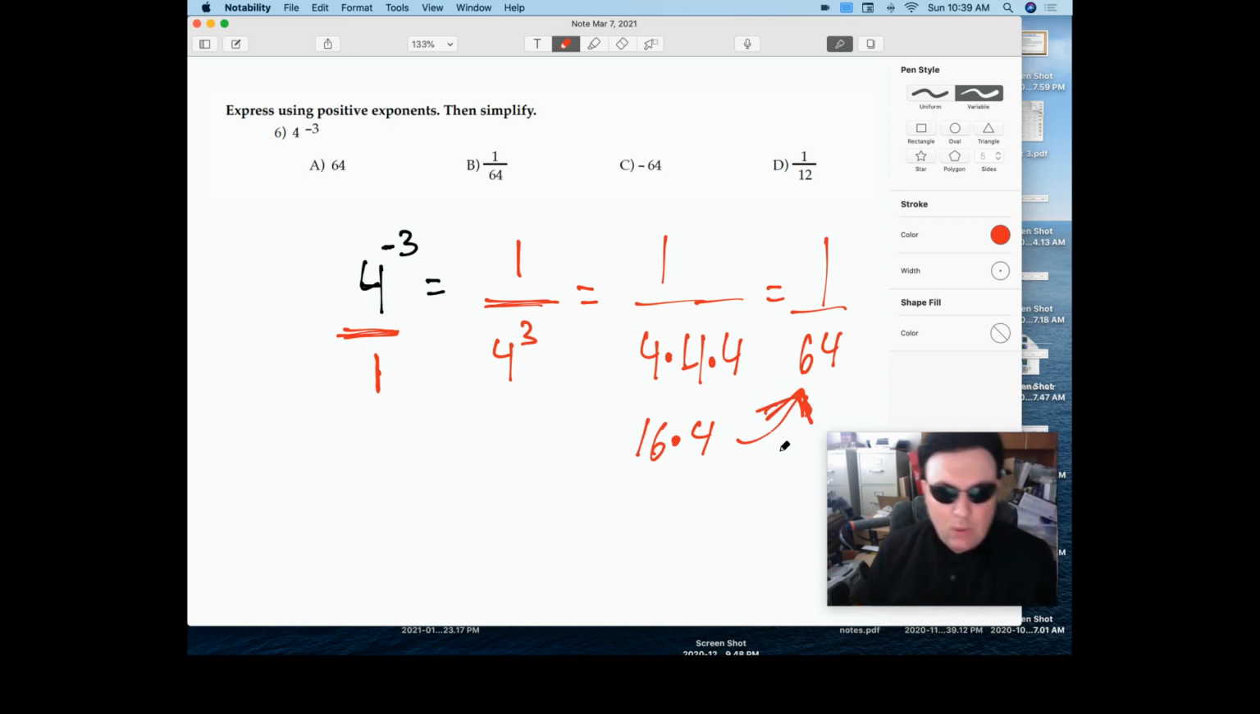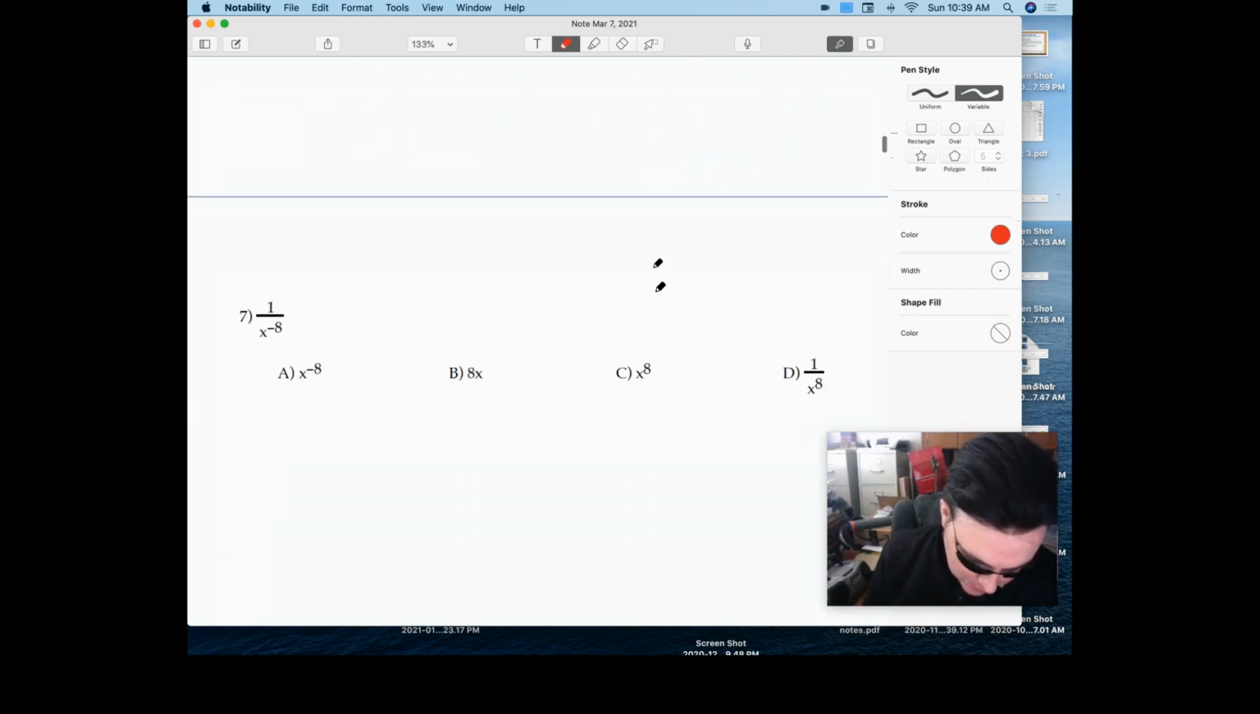If you said 12, that tells you that you need to make sure that you're thinking more carefully about what exponents mean. Exponents mean you multiply the base by itself over and over again. So 4 cubed means you multiply the base, which is 4, 3 times. So 4 times 4 times 4. Hopefully that makes sense. Let's keep going. We got a lot of questions.